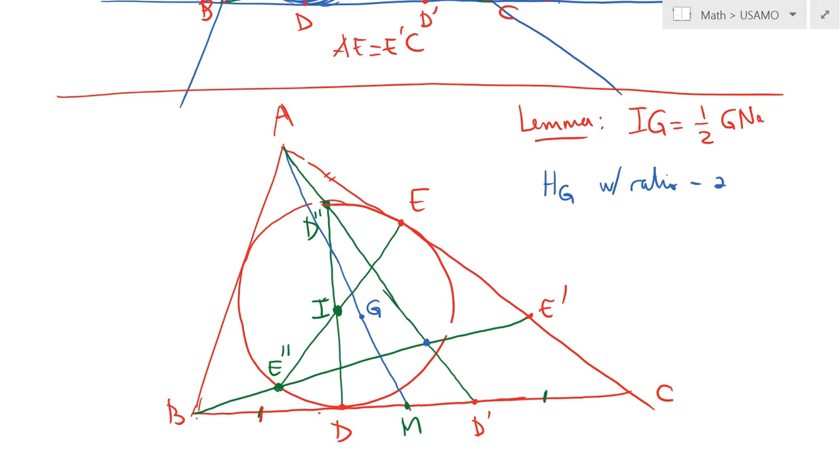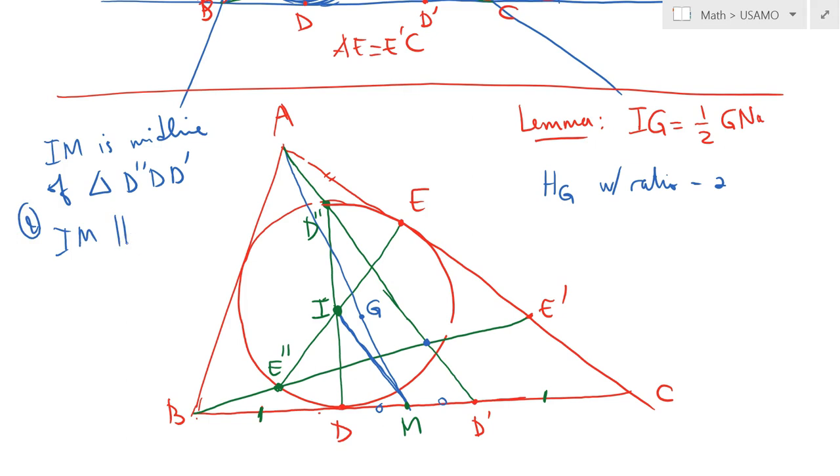Before I do that though, let me just remind you of one thing. IM is the midline of triangle D double prime D D prime, and the reason is that I is obviously the midpoint of the diameter DD double prime, and M, as we already clarified, is the midpoint of DD prime. As a result, IM is parallel to D double prime D prime. So this is a line.